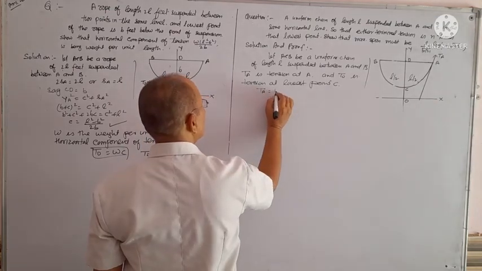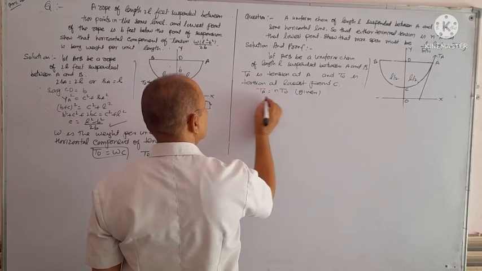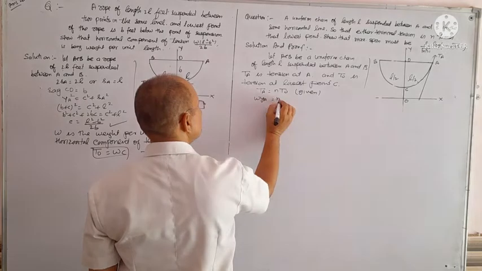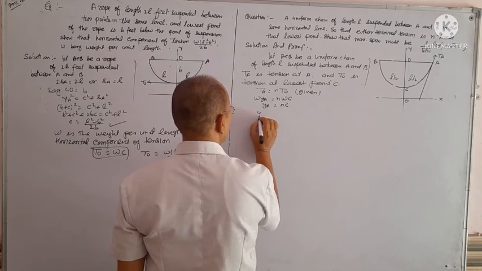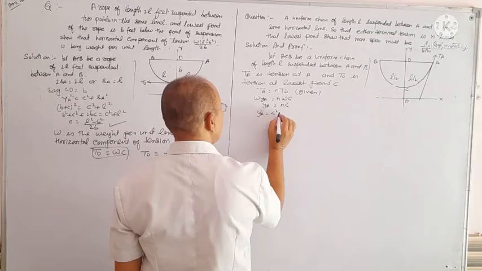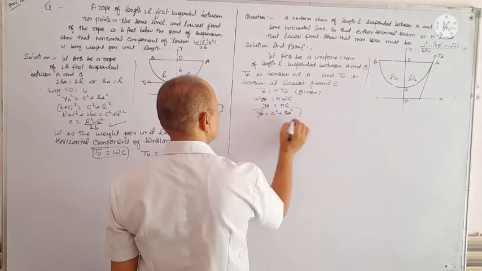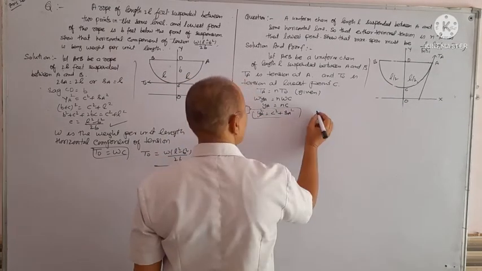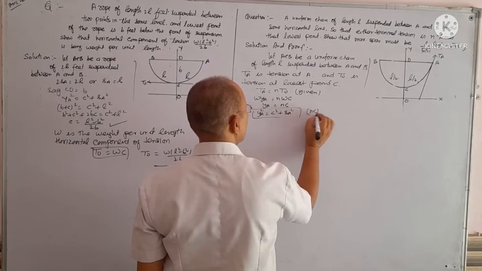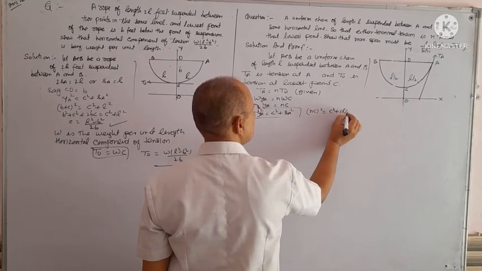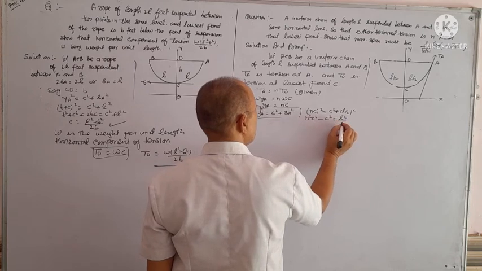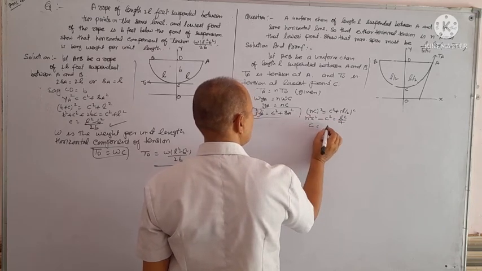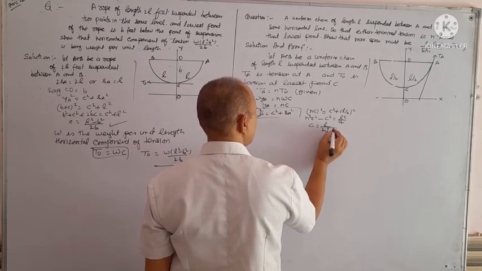T equals NT naught, given. WY equals NWC, so Y equals NC. By the formula, Y squared is equal to C square plus S square. YA equals NC, so N square C square minus C square equals L square upon 4, and C equals L upon 2 root N square minus 1.